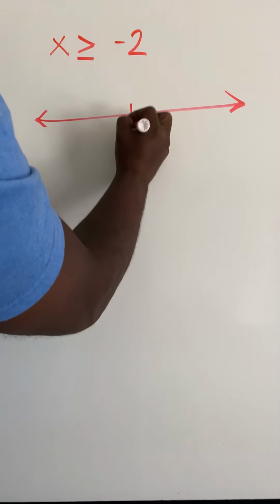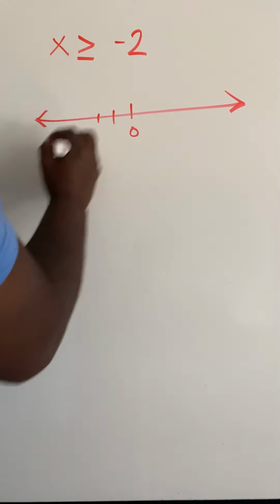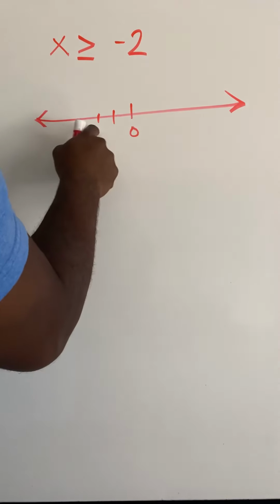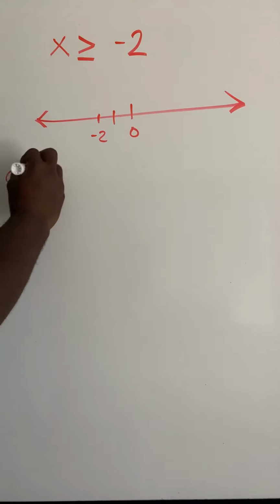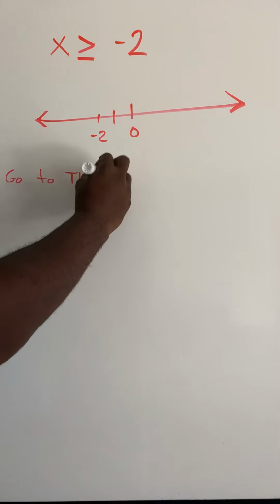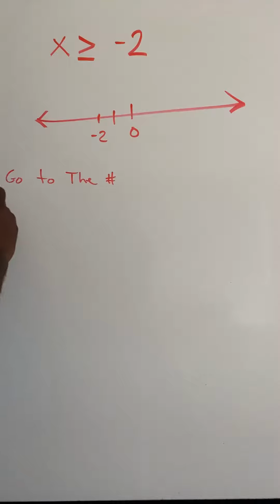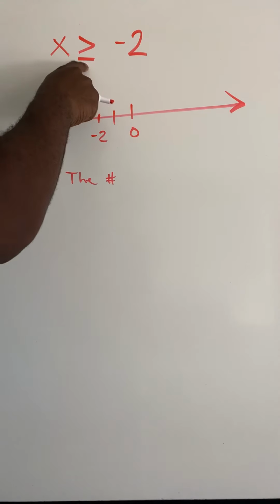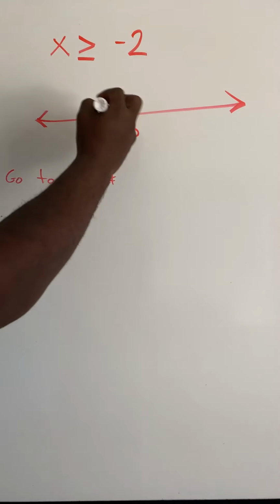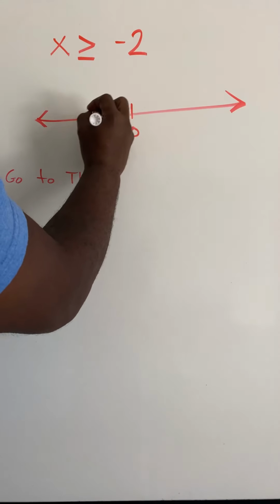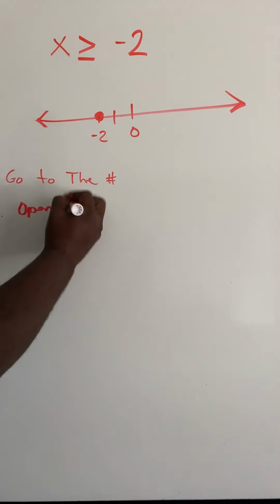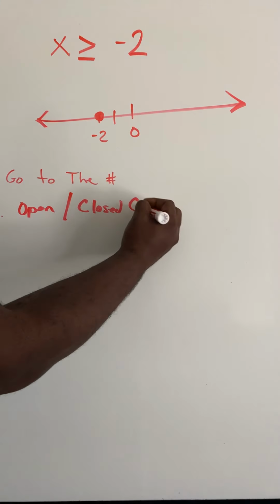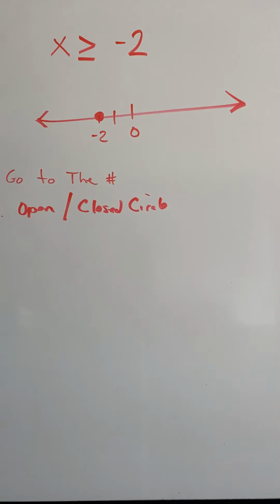First step, go to the number. Where's -2? Right here. Second step, open or closed circle. If there's a line underneath here, it tells me that it is a closed circle. Okay? If it's closed, it means it includes that number.